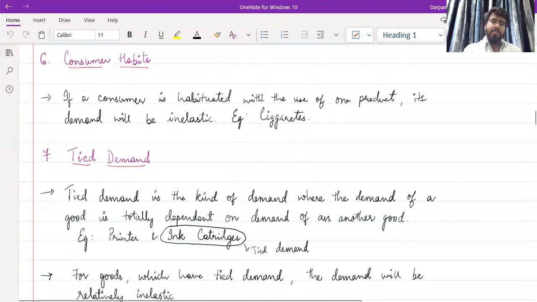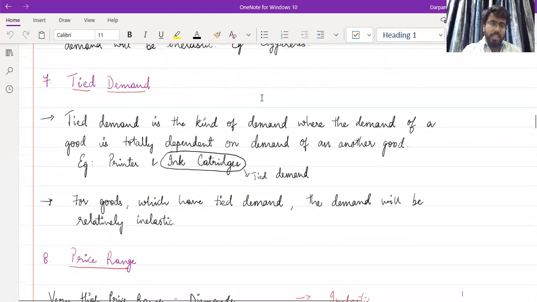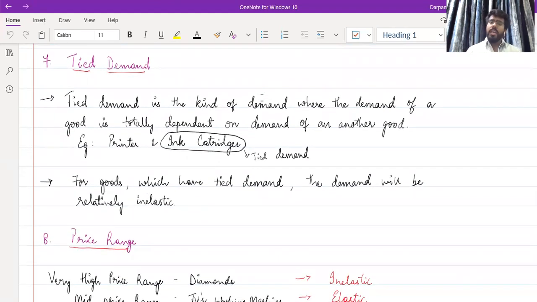Then consumer habits. If you're habituated with one particular product, then even if the price is changing, your demand won't get affected. So it is inelastic. Then tied demand. What is tied demand? Demand for such goods exists only alongside another good. They cannot be consumed separately, like ink cartridges and printers. Can you do anything with that ink cartridge? No, you will have to use it with a printer. So the demand of that good is entirely dependent on another good, right? If it is entirely dependent on another good, it is called a tied demand.